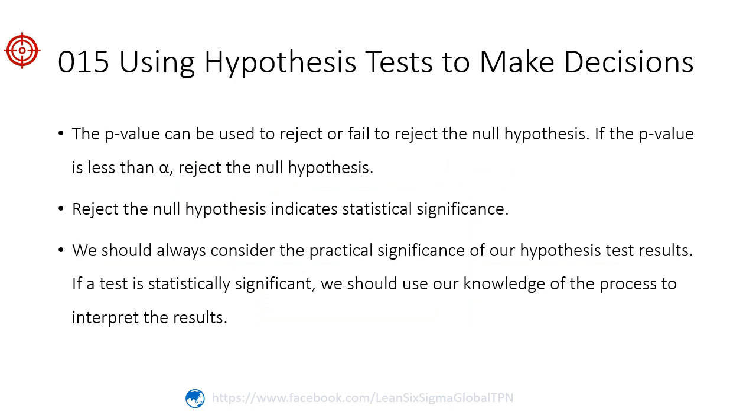Let's review. A hypothesis test generates a p-value which we can use to make a decision about the null hypothesis. If the p-value is less than alpha, we would reject the null hypothesis. If we reject the null hypothesis, the result is statistically significant. We can use our knowledge of the process to interpret the practical significance of our test result.